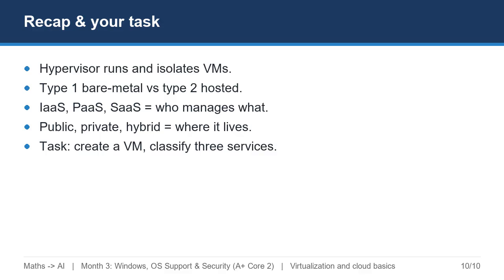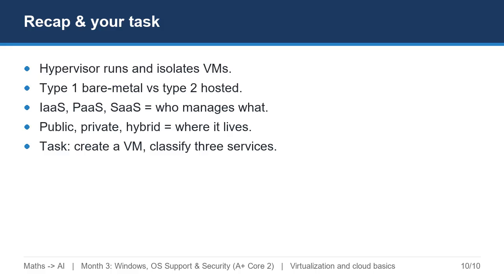Let's recap. A hypervisor runs and isolates virtual machines. Type 1 is bare metal, Type 2 is hosted. The cloud service models, IaaS, PaaS, and SaaS, describe who manages what. The deployment models, public, private, and hybrid, describe where it lives.